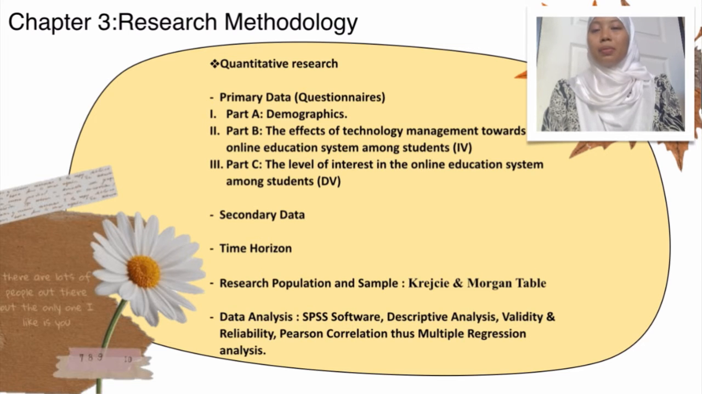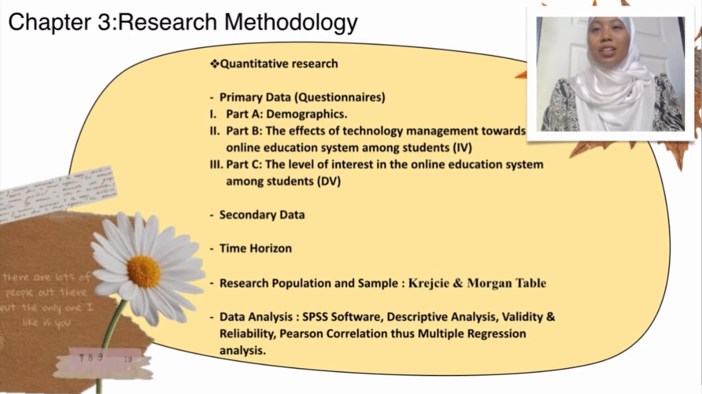strongly agree. There were 3 parts to this questionnaire. Part A, demographic, which is age, gender, and level of education. Part B was the effect of technology management towards the online education system among students, which includes the 4 independent variables: communication, facilitation, adoption, and evaluation. And part C was the level of interest in the online education system among students.